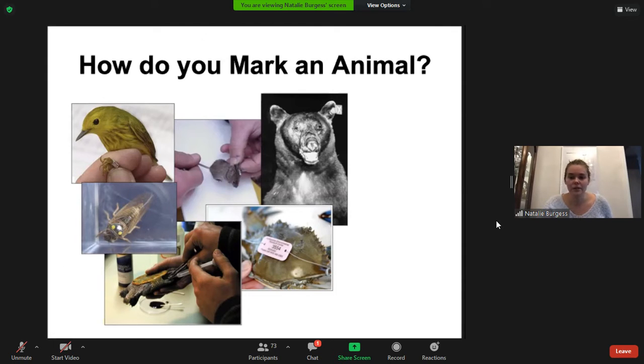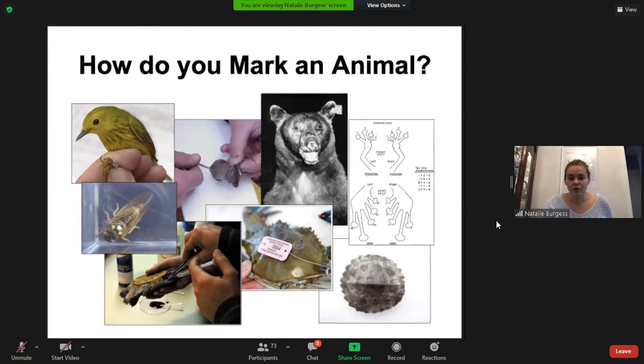Reptiles and amphibians are usually marked by clipping or filing. So Steph was talking about her turtle identification, where you actually file the marginal scutes, and then you would count them to do the identification. For amphibians or other reptiles, you can use toe clipping.